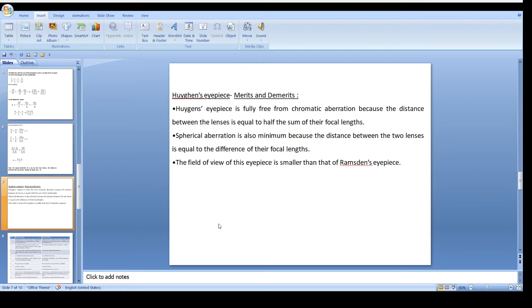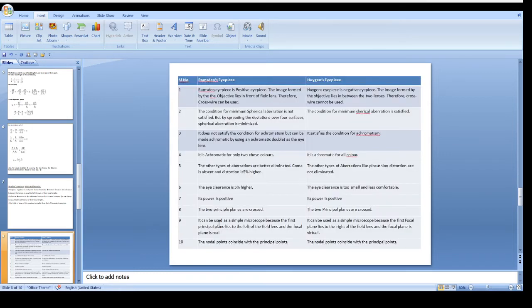Huygens eyepiece merits and demerits. Huygens eyepiece is fully free from chromatic aberration because the distance between the lenses is equal to half the sum of their focal lengths. Spherical aberration is also minimum because the distance between the two lenses is equal to the difference of their focal lengths. Next point, the field of view of this eyepiece is smaller than that of a Ramsden's eyepiece.